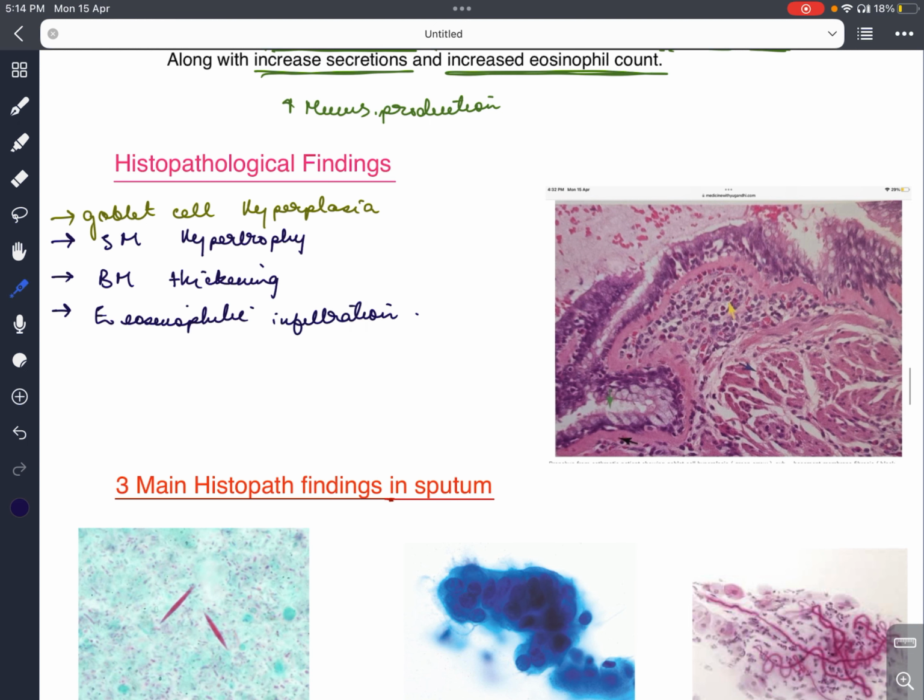So you can see goblet cell hyperplasia over here. And you can find basement membrane thickening. You can see how thick this basement membrane has actually got. And then you can find eosinophilic infiltration. These are the eosinophilic infiltration. And at last, we have smooth muscle hypertrophy. You can find the hypertrophy of smooth muscle over here. So these four are the histopathological findings.